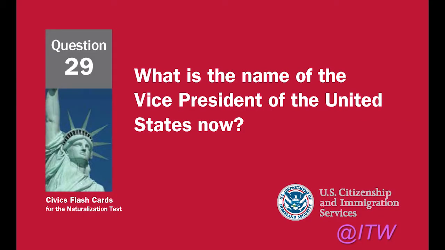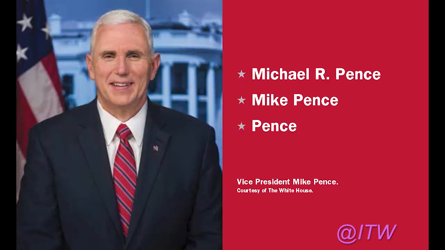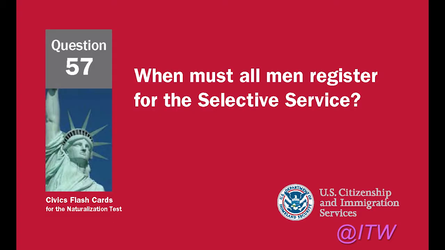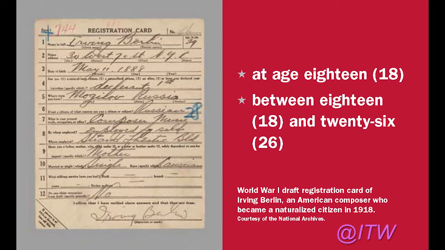What is the name of the Vice President of the United States now? Michael R. Pence. Mike Pence. Pence. When must all men register for the Selective Service? At age 18. Between 18 and 26.